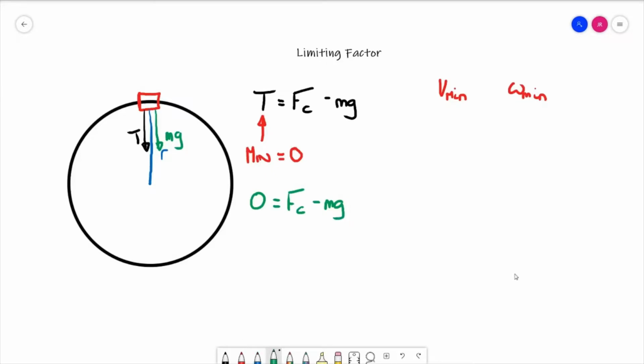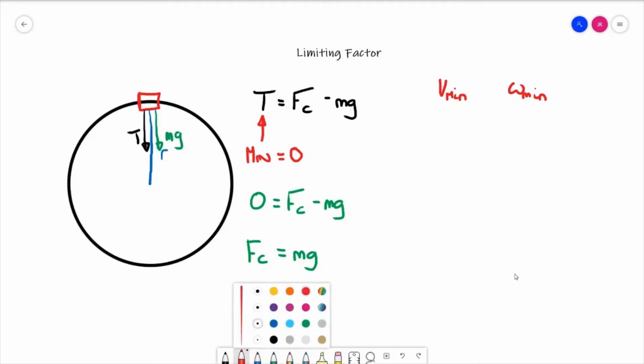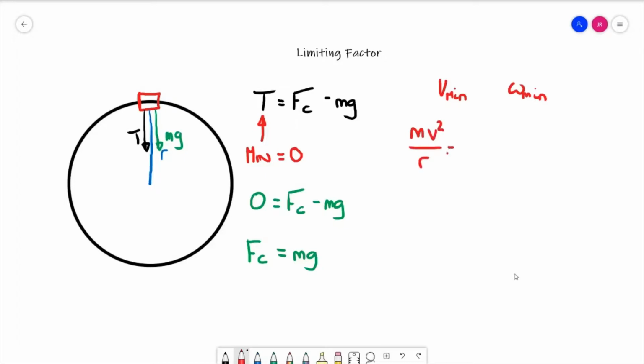We can now rearrange that by adding the weight back into each side to say that the centripetal force must equal the weight for our minimum values. We obviously have two different ways of looking at centripetal force. We have mv squared over r equals weight, and we have m omega squared r equals weight.